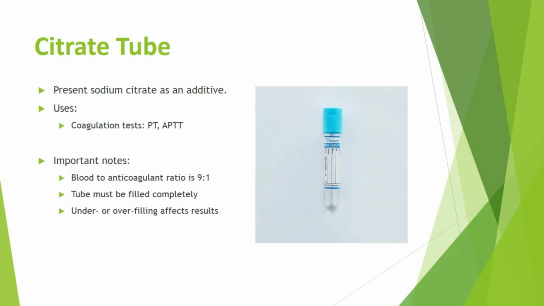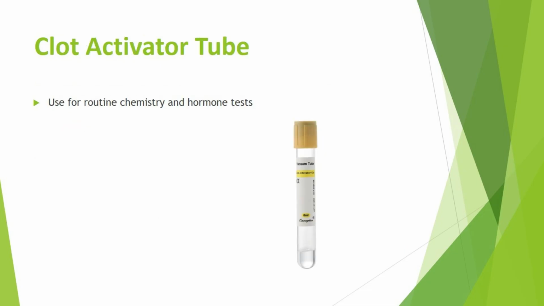Third one is citrate tube. In these tubes present sodium citrate as an additive. Uses of citrate tube is for coagulation test. Important notes: blood to anticoagulant ratio is 9:1. Tube must be filled completely. Under or overfilling affects results.